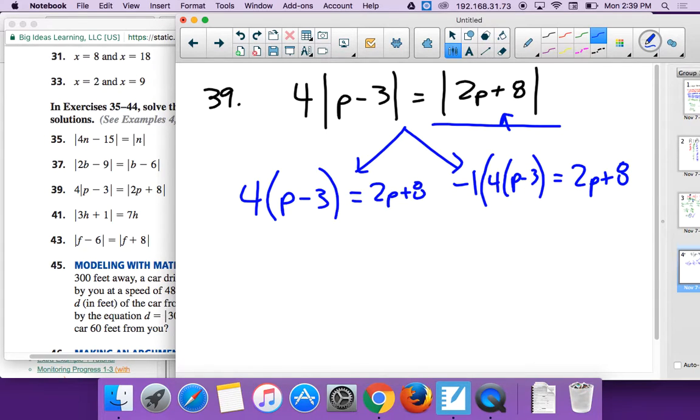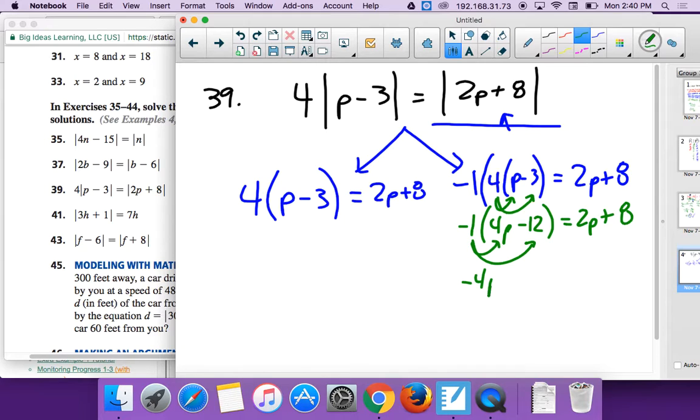So take care of the insides. We'll do the hard one over here on the right first. I see 4 times p inside is 4p. 4 times negative 3 is negative 12. This whole thing again is multiplied by negative 1 equals 2p plus 8. Then I'm going to do this distributive property again. Negative 1 times 4p is negative 4p. Negative 1 times negative 12 is a positive 12 equals 2p plus 8.